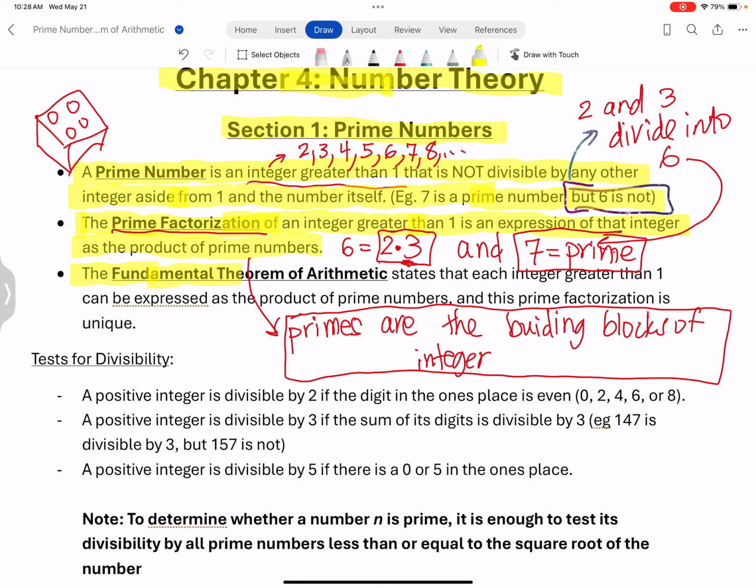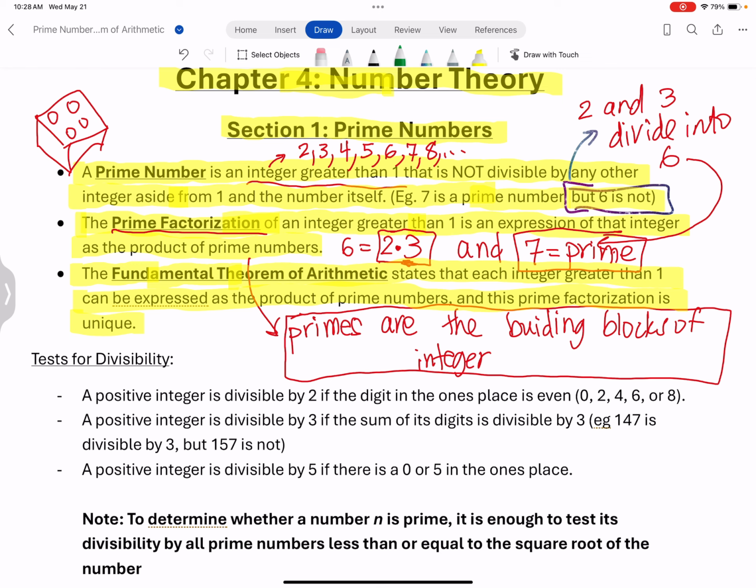It sounds like a complicated thing, but what we're highlighting here, the fundamental theorem of arithmetic, states that each integer greater than 1 can be expressed as the product of prime numbers, and this prime factorization is unique. That's just another way of saying there's only one way to write a number as the product of primes.